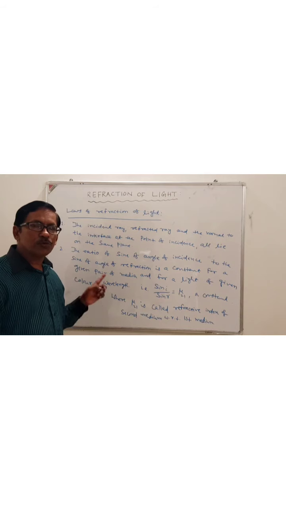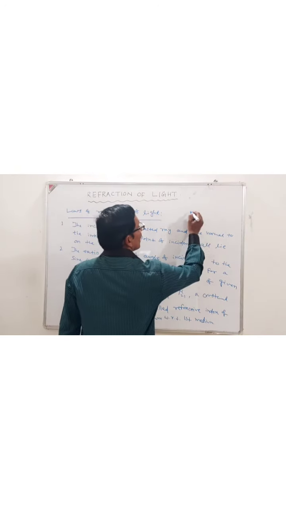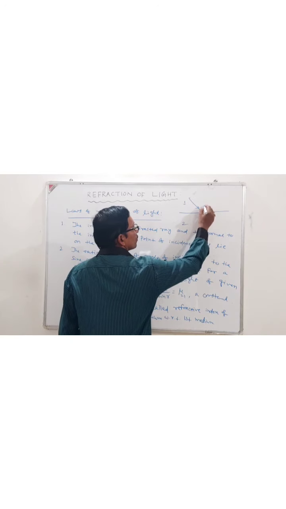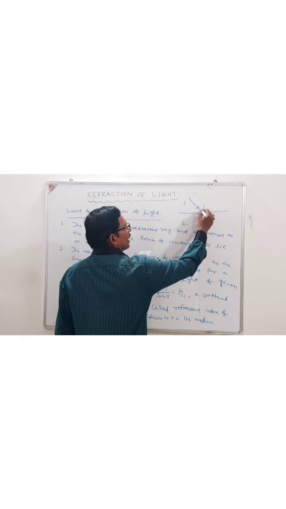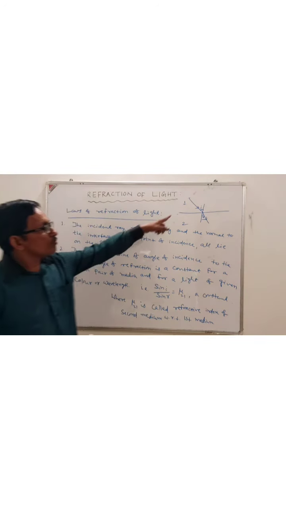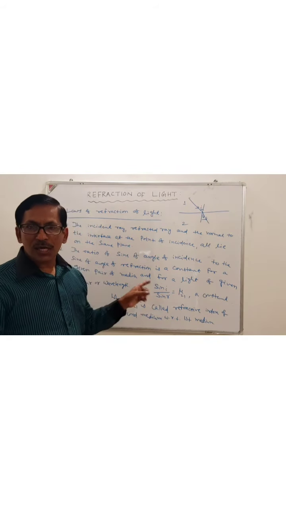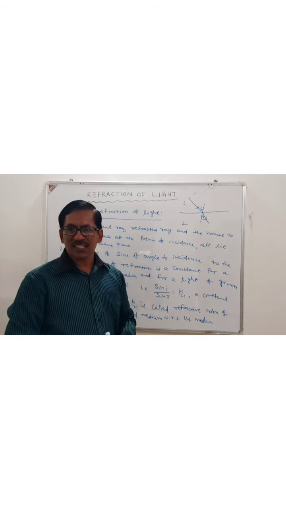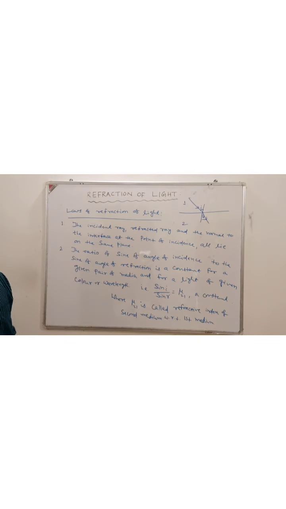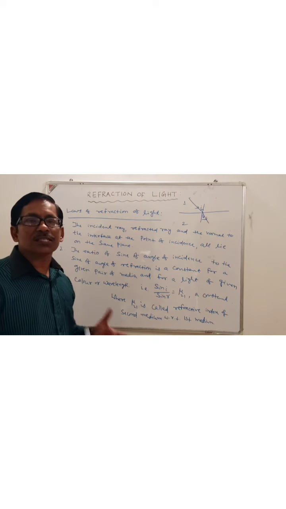That means if you take the ratio of the sine of the angle of incidence, suppose I is the angle of incidence and R is the angle of refraction. Suppose a ray of light is going from medium 1 to medium 2. So this is the angle of incidence, this is the angle of refraction. Now I have shown in the diagram light going from a rarer medium to a denser medium, so it bends towards the normal. So here if you change the angle of incidence, the angle of refraction changes accordingly, and the ratio of the sine of the angle of incidence to the sine of the angle of refraction is a constant.